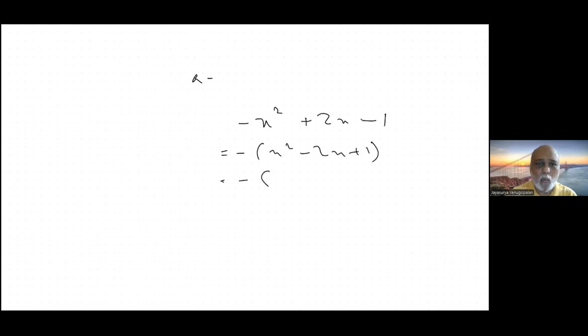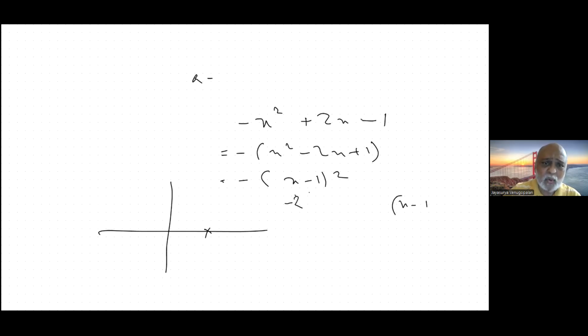So the roots are at 1 and there are two roots, right? Now the thing is whether it is going to point upwards or downwards. For any value of x, let's say 2 or 2.5 or minus 2, x minus 1 squared will always be positive because it's a square. So negative of a square will be negative. That means for this function where a is negative, the curve will be shaped downwards.